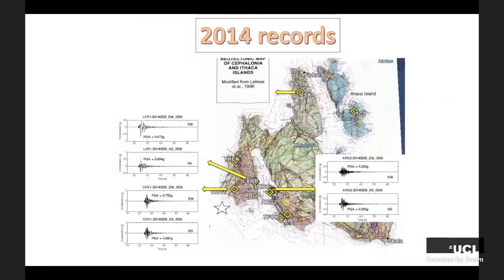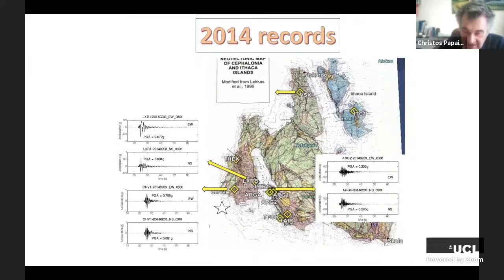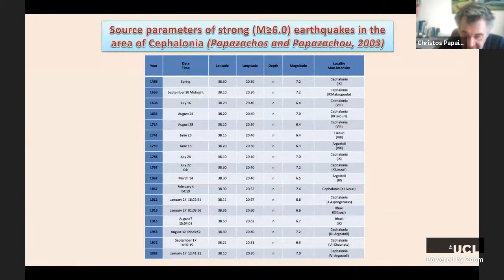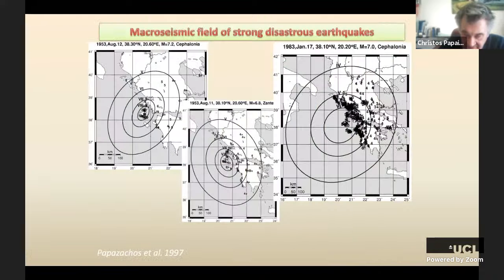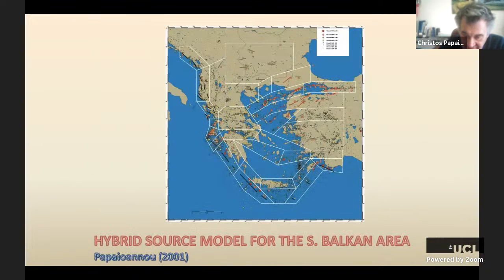Next one. This region, we had the strongest records of strong motion in Greece. Next slide, please. You can see the historical information for the last 5 centuries. Next slide, please. The location of the epicenters, which are associated with the rupture zone of Kefalonia. Next slide, please. Macroseismic maps. Next slide, please.